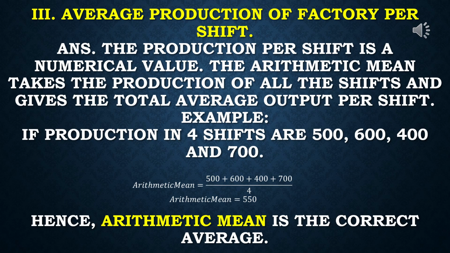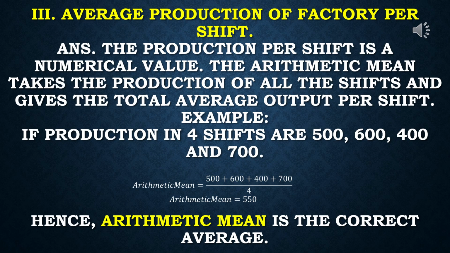We come to the third question of question number 1, average production of a factory per shift. For this, the answer will be that the production per shift is a numerical or quantitative value which can be measured. So here the arithmetic mean takes the production of all the shifts and gives the average output per shift. We take an example. If the production in the 4 shifts is 500, 600, 400 and 700, we calculate the arithmetic mean for these 4 shifts.